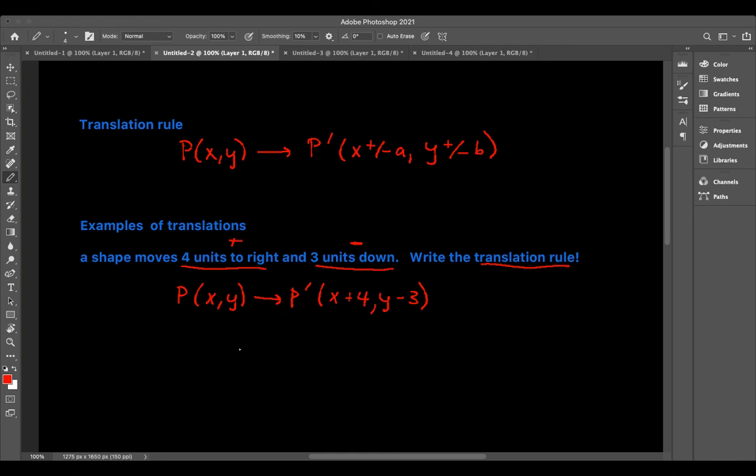Pretty easy. Now, if you want to do it the other way, you can just write T for translation and write 4, -3. The other way to write it, using vectors, is 4, -3. That's it. So that would be the answer. I'm mostly concerned about you getting that answer for your question. Okay, hope we can do that.